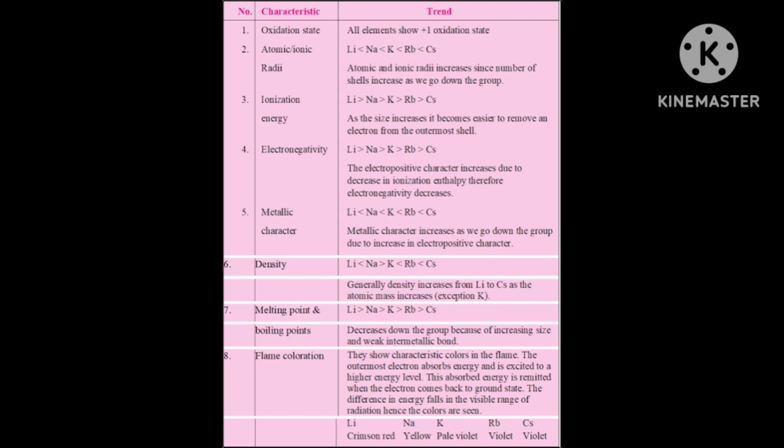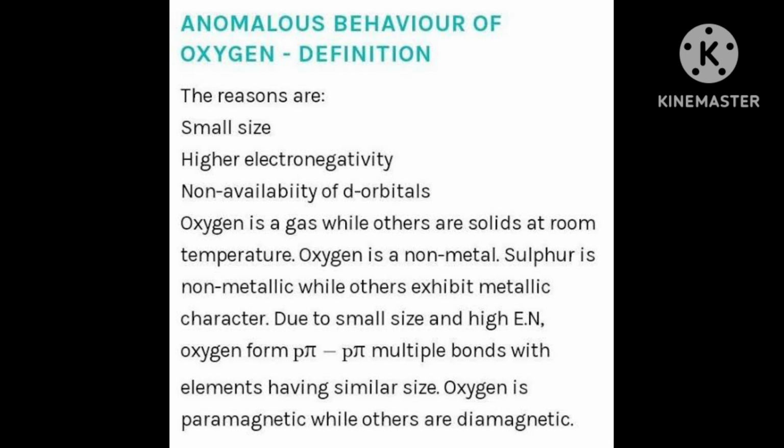Now I will tell a little more about the hydrides of group 16 elements. Special properties of hydrides of group 16 elements. Melting point first. Melting point in case of H2O is 273, for H2S 188, for H2Se, hydride of selenium, 208, and hydride of tellurium 222.